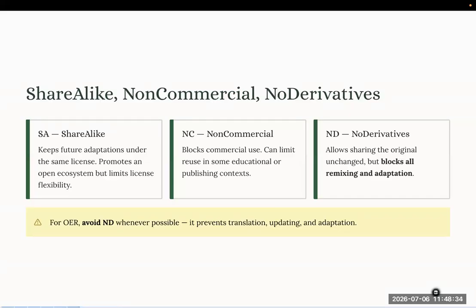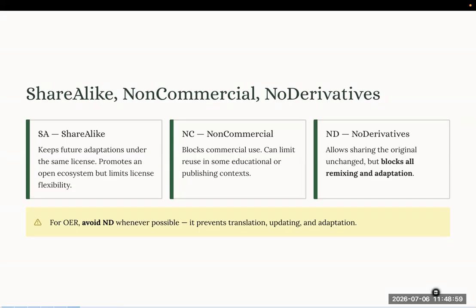So if it is just under a CC BY, that means that anybody can take that content, package it up, and sell it, and you don't get any money from it, but they get money off of it. This one, to me, seems like it can be the most harmful if you don't have it on there, because it can limit reuse in educational or publishing contexts, but you don't want anyone making money off of your content.